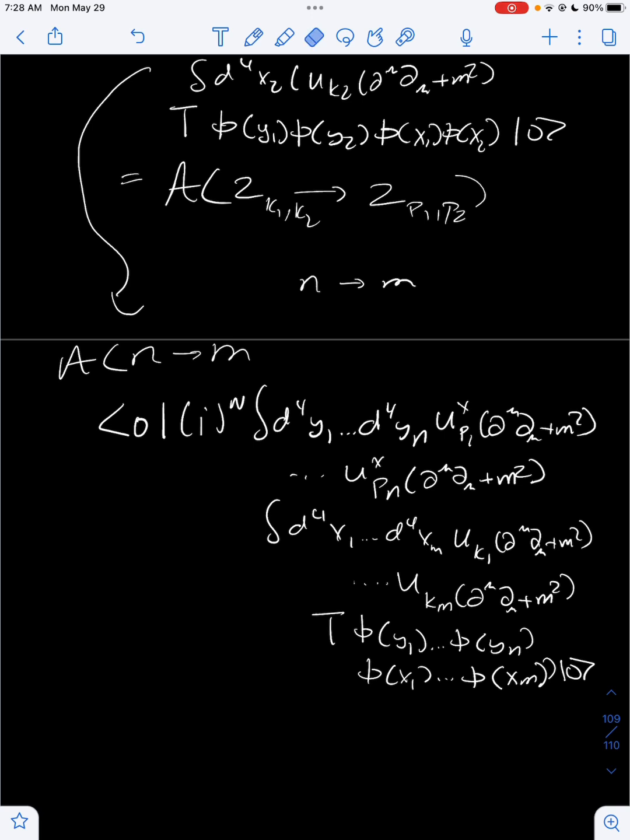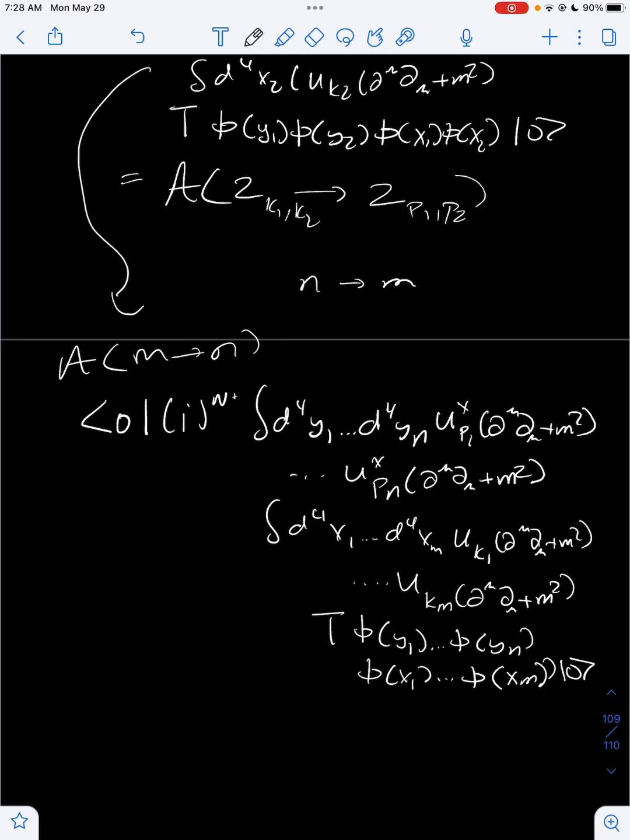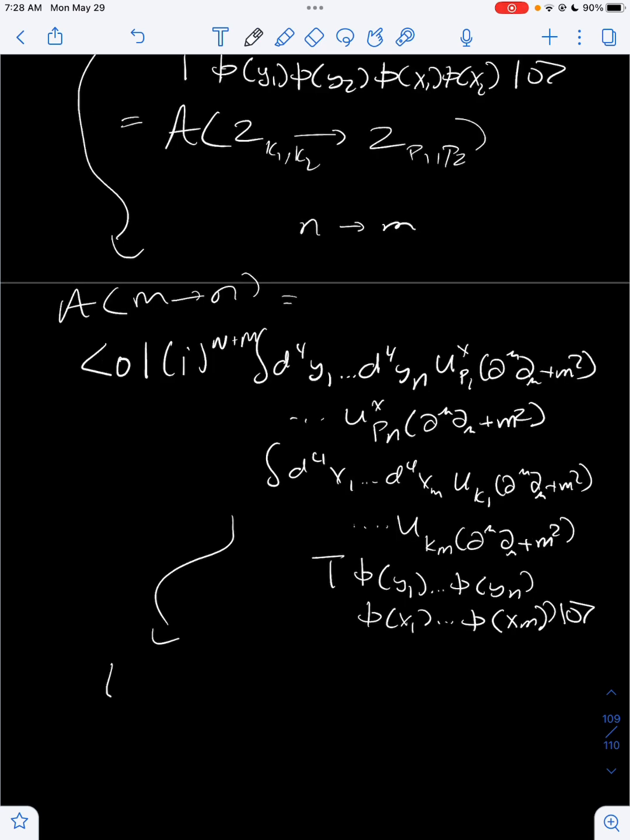Really, it should be m particles go in. The way we've written it, m particles go in and n particles go out. Where you have, I think it should be e to the i, n plus m, maybe. Here, we call this the LSZ Reduction Formula.